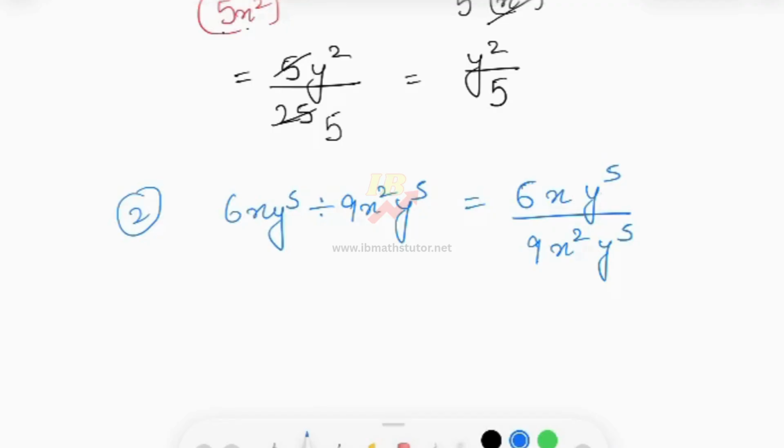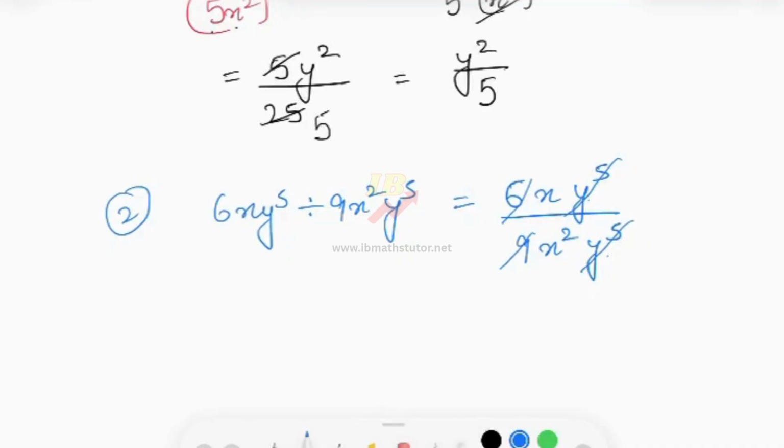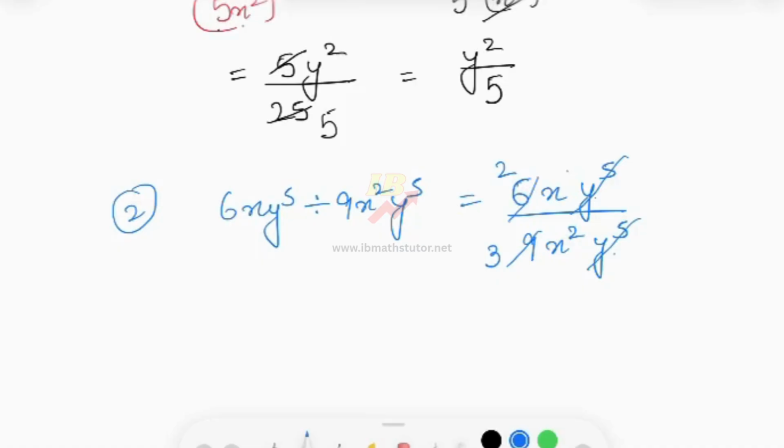Can you see that y to the power 5 and y to the power 5 are same? So I'm simply going to cancel this, and this thing is coming in 3's tables. So 3 2's are 6 and 3 3's are 9. And x's power here is 1, and here we have power 2. So my final answer is going to be 2 over 3x here. Okay.